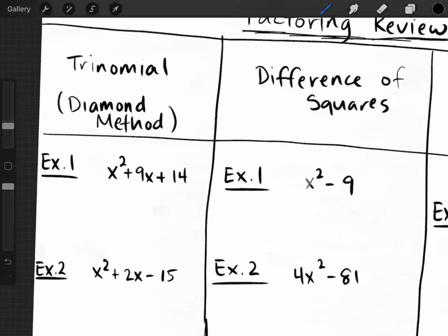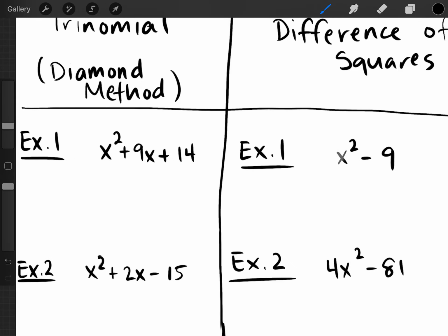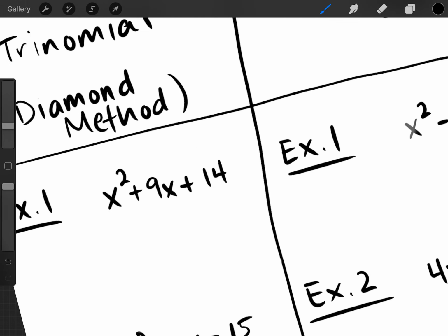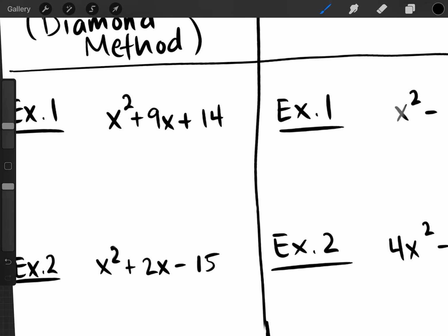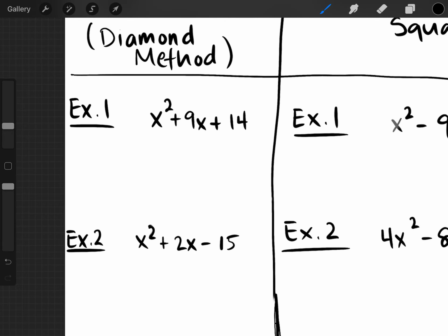On the left, we have our trinomial method. That's our diamond method. You know you're doing this because it has three pieces, right? The x squared, the 9x, the 14. Trinomial, right? But the way we do this, we look at two numbers. They multiply to that last term, which is 14, and they add to that middle term, which is 9.